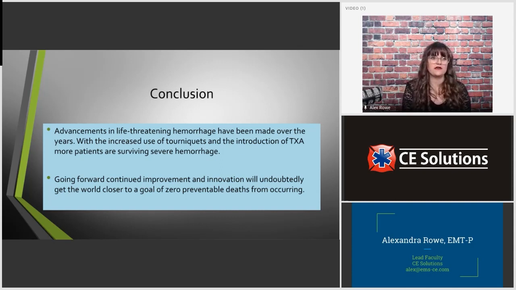In conclusion, advancements in life-threatening hemorrhage have been made over the years. With the increased use of tourniquets and the introduction of TXA, more patients are surviving severe hemorrhage. Going forward, continuing improvement and innovation will undoubtedly get the world closer to a goal of zero preventable deaths from occurring.